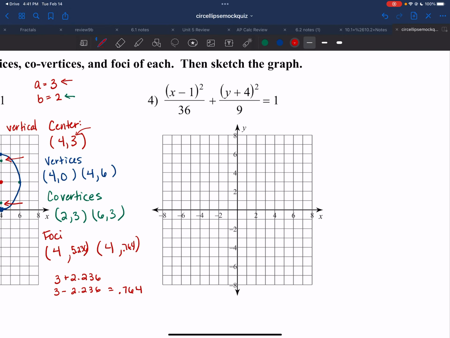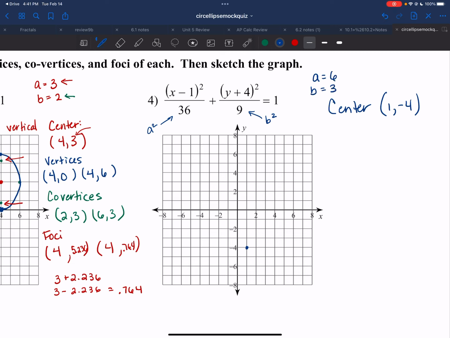If I have -1 and 4, my center is going to be 1, -4. So 1, -4 is my center. My radius is going to be based on my A and my B. So this is A squared and this is B squared. Remember, A squared is always the bigger number. It's always the bigger number. So A would be the square root of that. So A is 6 and B is going to be 3.